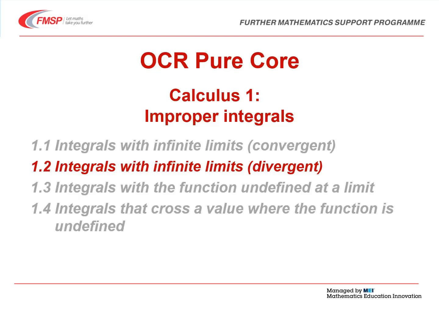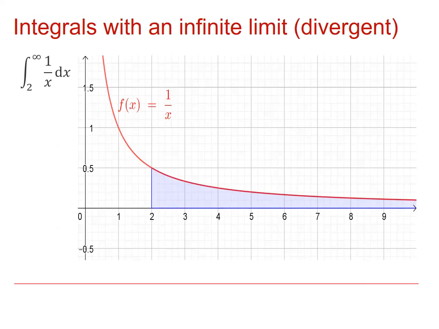This is a video for OCR Pure Core Mathematics, Calculus 1 Improper Integrals, 1.2 Integrals with Infinite Limits Divergent. We saw in a previous video that by an improper integral we mean one where we may have a limit of infinity, and this integral here is the integral between 2 and infinity of 1 over x dx.